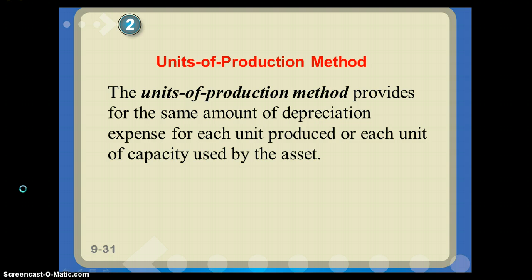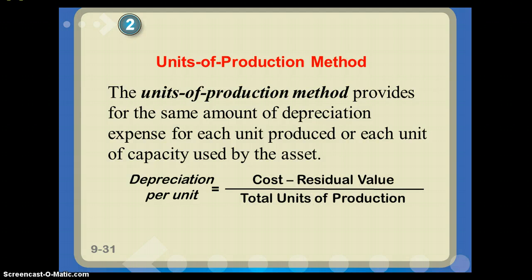There's also another method called the units of production method. It provides for the same amount of depreciation expense for each unit produced or each unit of capacity used by the asset. So this depreciation is based on maybe the productivity of the asset, you can say. The formula is cost minus residual value, like our previous one, but this time we're dividing by total units of production, not its useful life. So not how long will we have it, but how productive will it be.